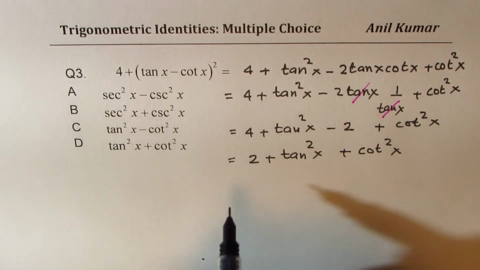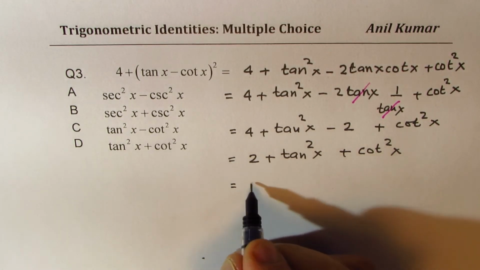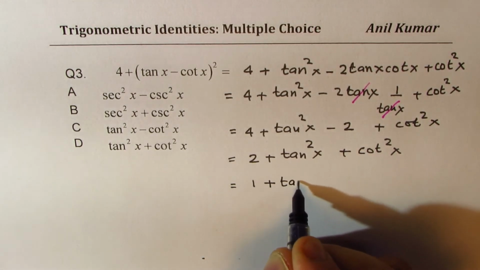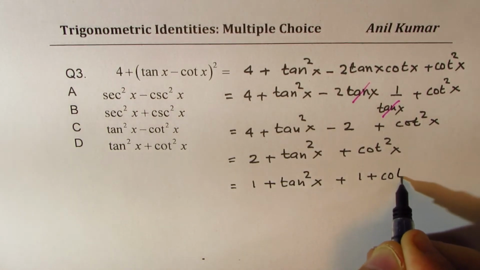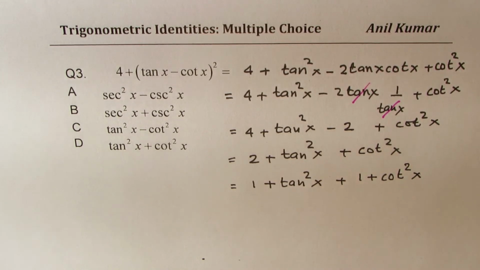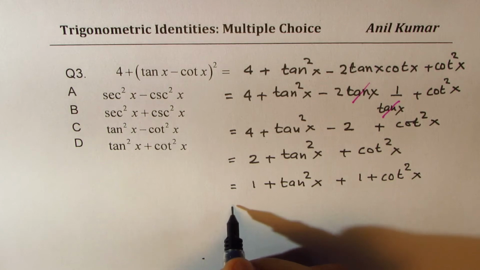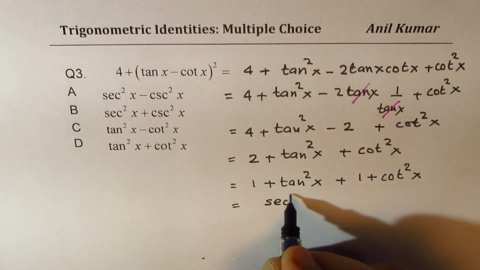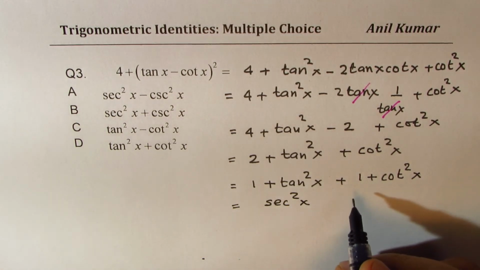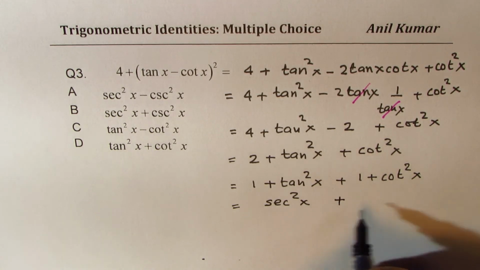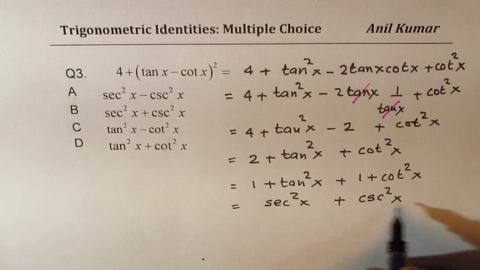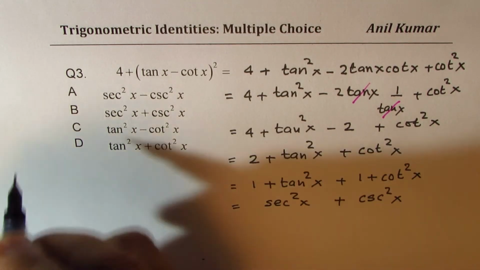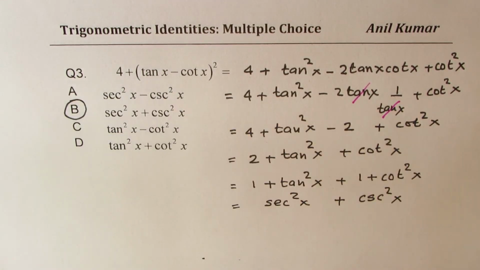So what we could do here is split this 2 as 1 plus tan square x and 1 plus cot square x. So once you do that, what are you left with? 1 plus tan square x is secant square x, correct? So that is the Pythagorean identity which you just learned. And 1 plus cot square x is cosecant square x. So that's what you get. So the option B is the right option for you.